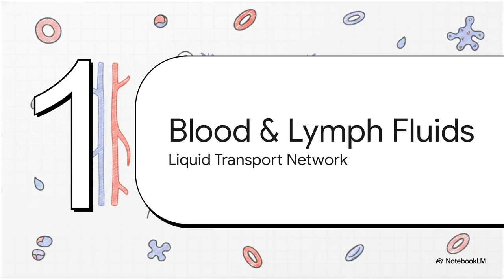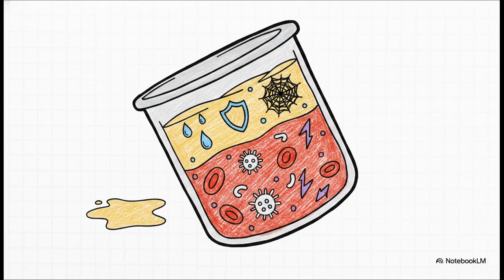Starting things off with Section 1. Blood and lymph fluids, the liquid transport network. Imagine putting a vial of blood into a centrifuge and spinning it. It actually dramatically separates into 2 completely distinct layers. 55% of your blood is plasma, and the remaining 45% makes up what we call the formed elements. That's your red blood cells, white blood cells, and platelets.